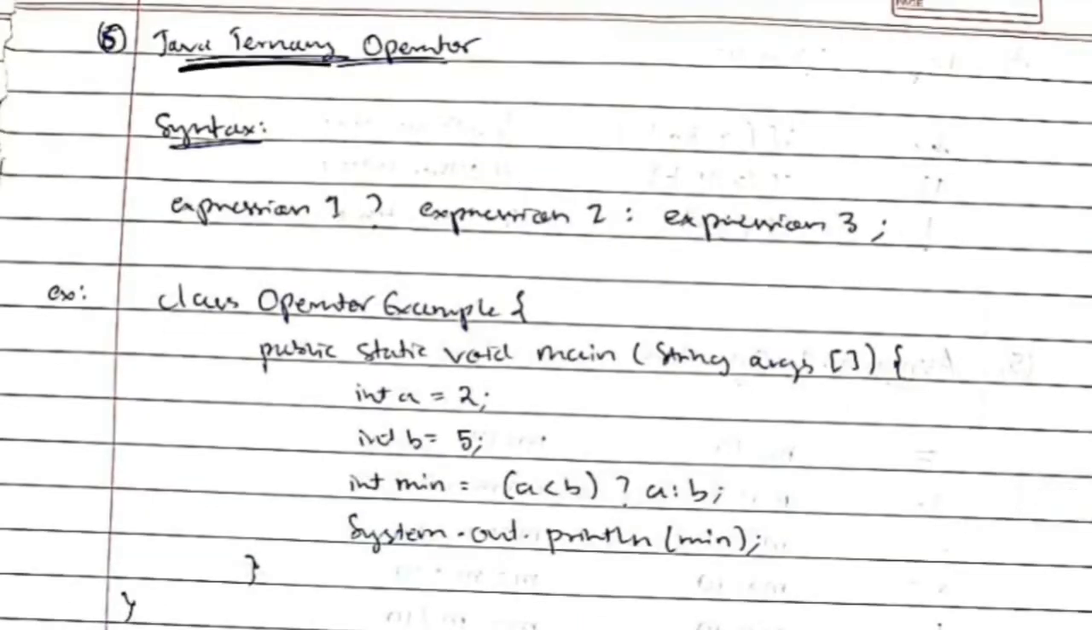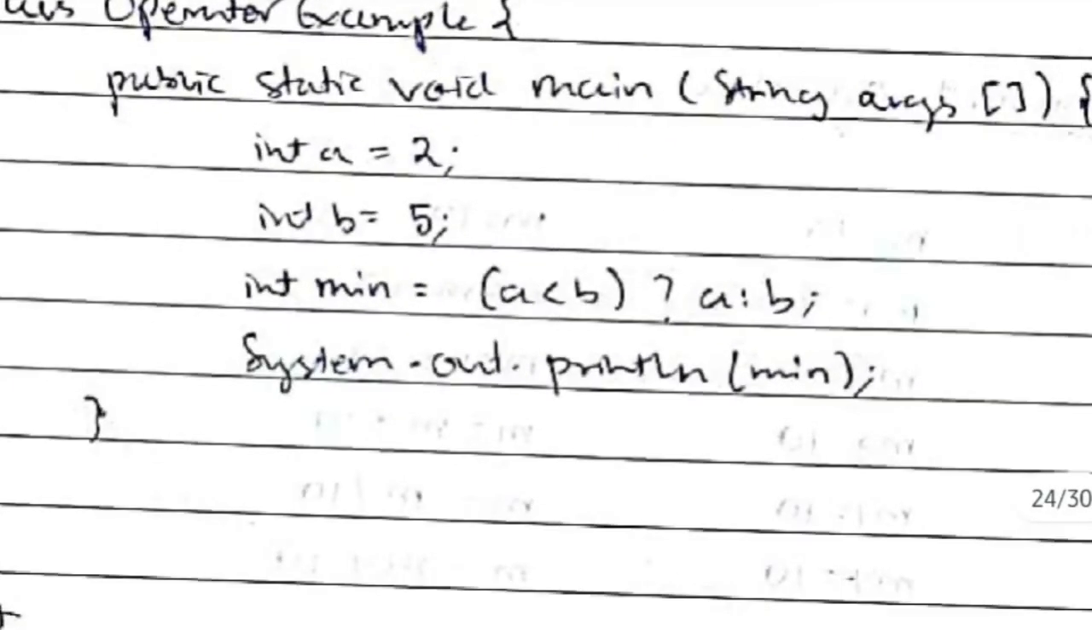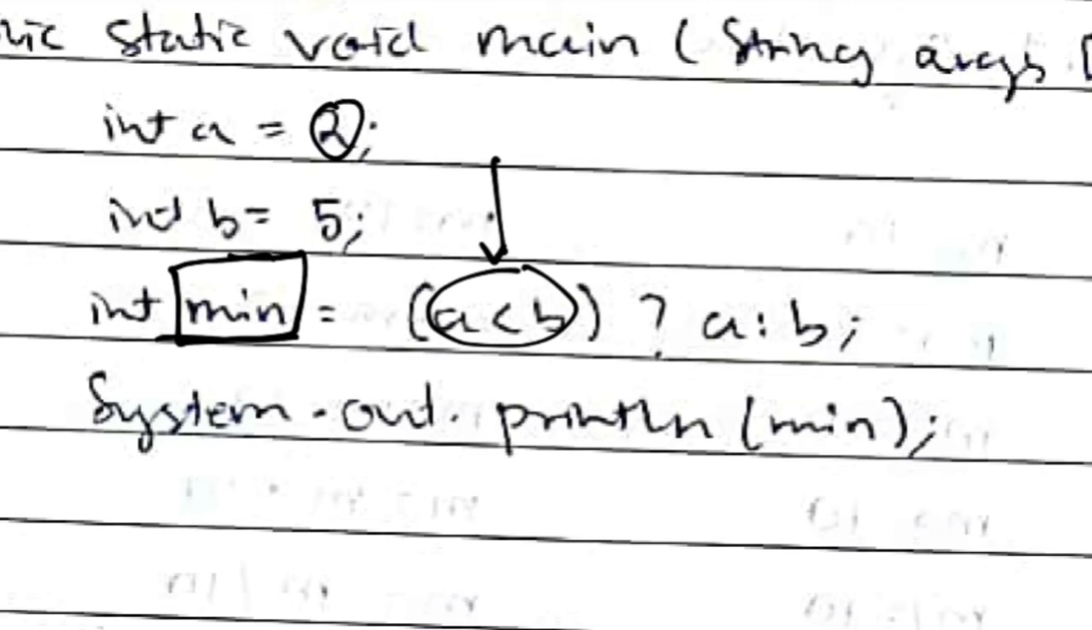Coming to the Java ternary operator, here you will have 3 expressions, and based on the truth value of the first expression, either this one or this one will be executed. Okay, let's see an example here. In the main function, I have int a is equal to 2, so a's value is 2, and int b is equal to 5, so b's value is 5. And here I have written int min, so min's value will depend on the statement a is less than b. Is a less than b? Yes. 2 is less than 5, so it's true. If it's true, min will be equal to a.